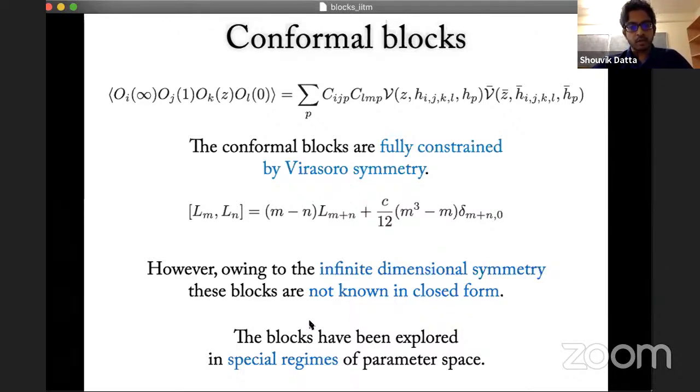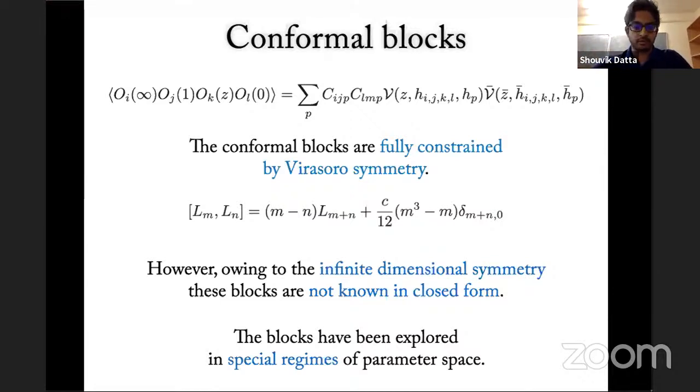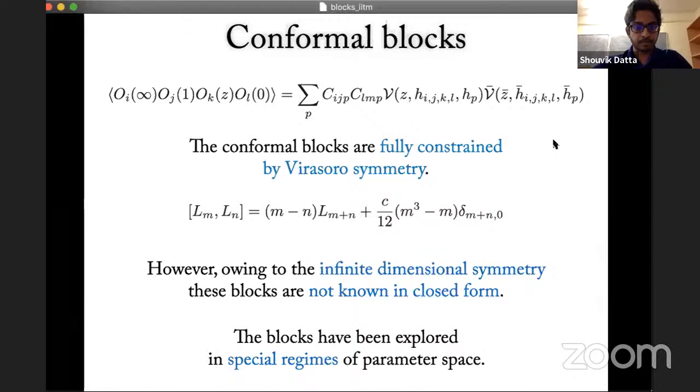So it's worthwhile then to investigate these blocks from various regimes in parameter space. These blocks depend on the cross ratio, the external dimensions of the operators, as well as the internal dimension, as well as the central charge. And so it's good to explore this block from various regimes of these parameters.